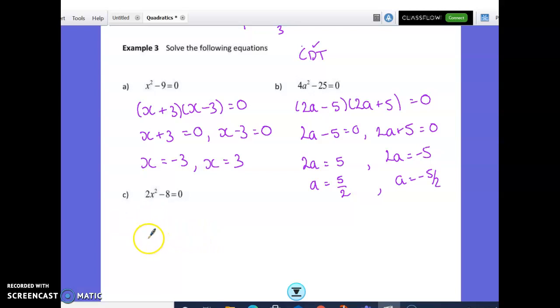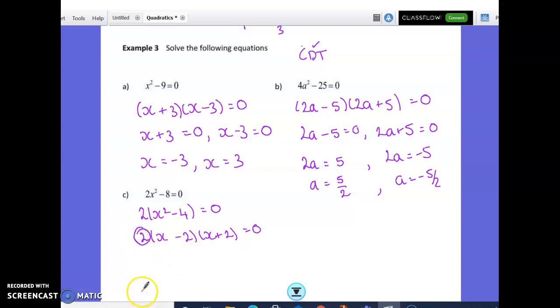This one, I don't have a difference of two squares here yet. I have a common factor first. Take out my common factor: 2 bracket x squared minus 4 is equal to 0. Now I've got a difference of two squares. The square root of x squared is x, the square root of 4 is 2, so we get x minus 2, x plus 2.